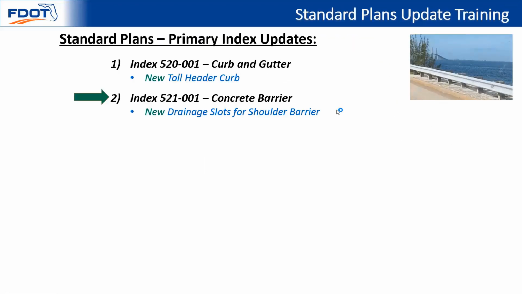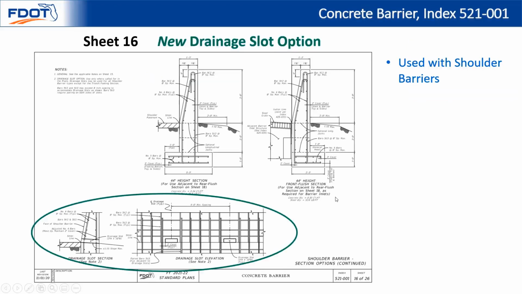Our next index update is 521-001 for concrete barrier, where we've added some new drainage slots for shoulder barrier. And we'll take a look at that. So you can see in index 521-001, this is on sheet 16. The new drainage slot option is located at the bottom of the sheet here. And the idea is that these particular drainage slots are only for use with shoulder barriers and primarily through toll sites, again at the request of the Turnpike Enterprise.